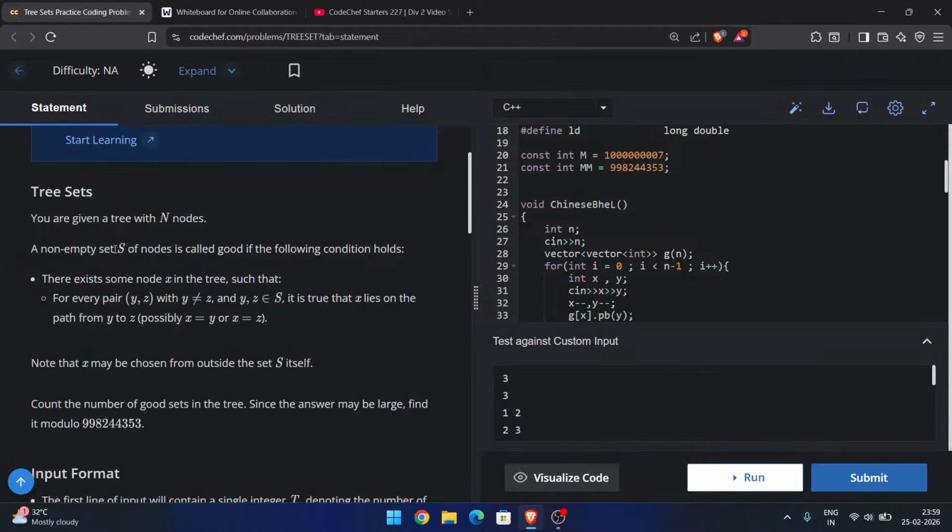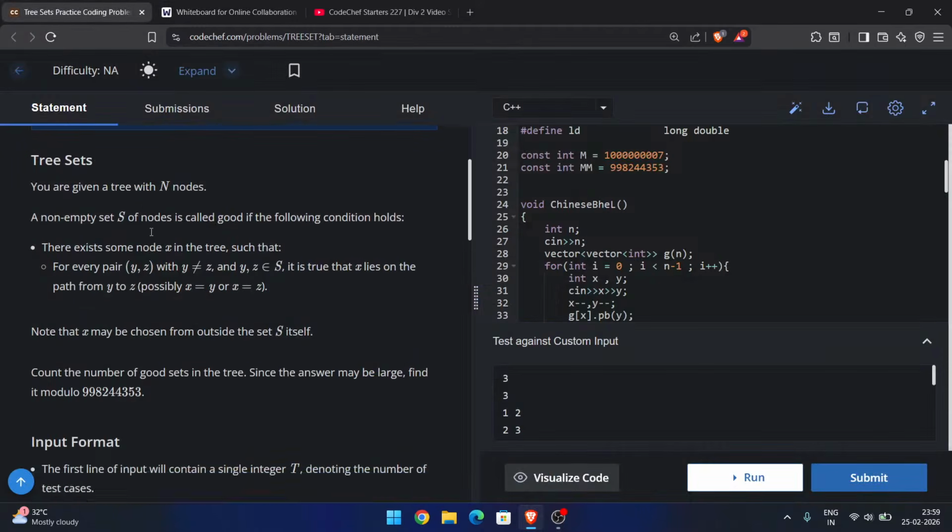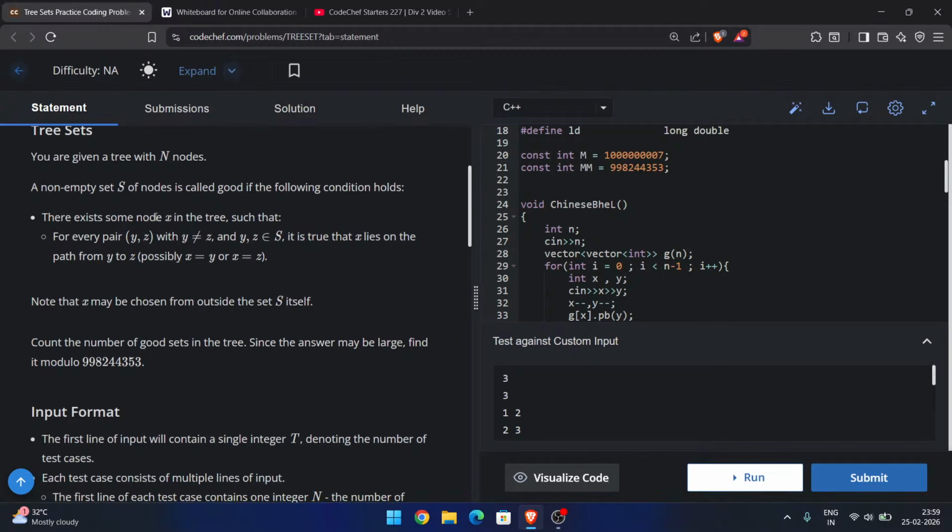If you read this question, you are given a tree with n nodes. A non-empty set S of nodes is called good if the following condition holds: there exists some node X in the tree such that for every pair Y and Z, with Y not equal to Z and both belonging to S, it is true that X lies on the path from Y to Z. So we have to find how many good sets there are in the tree.